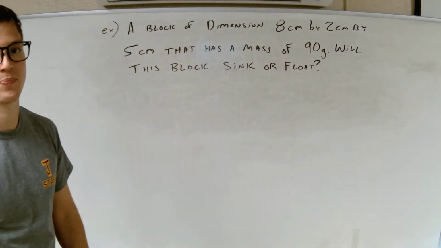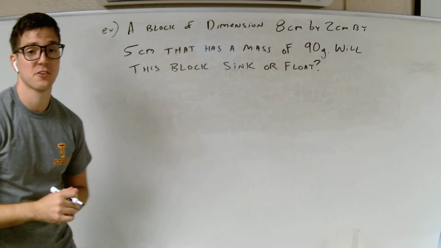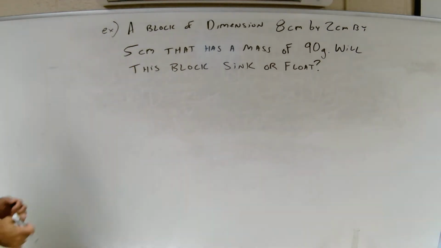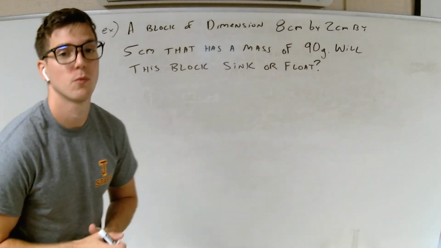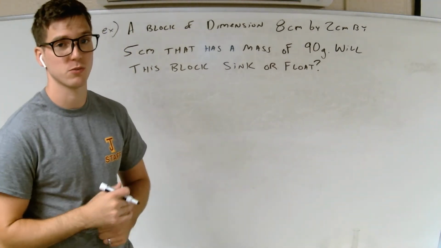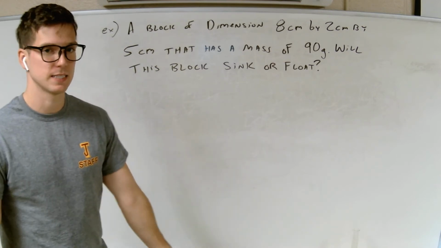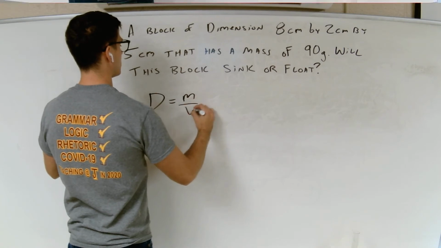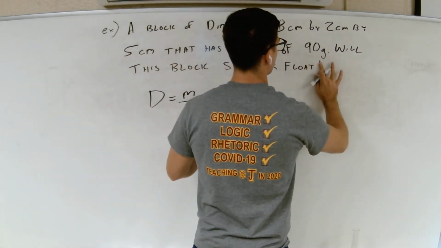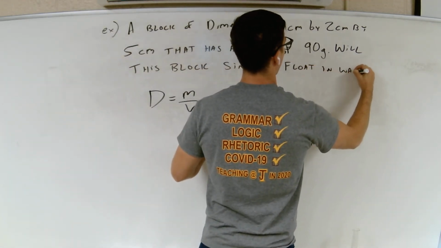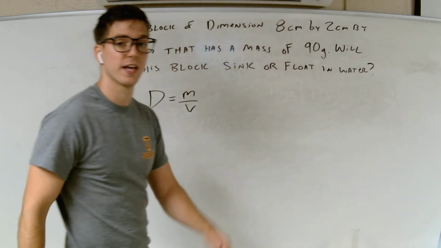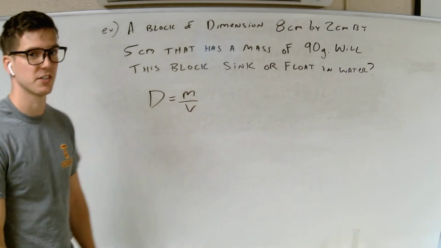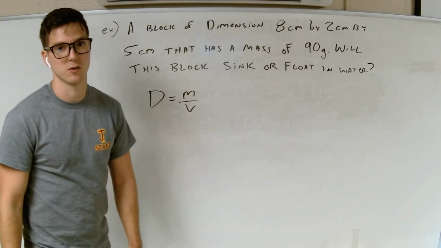Again, feel free to pause the video and try this on your own if you wish. So, I'm asking if this block will sink or float. What determines if something sinks or floats? It's got to be density, okay? So, again, I'll be using the density equation. I should say sink or float in water, okay? Sorry about that little addition there, but in water, right? Because in oil it might float a little bit easier, or in alcohol it might sink a little bit easier.